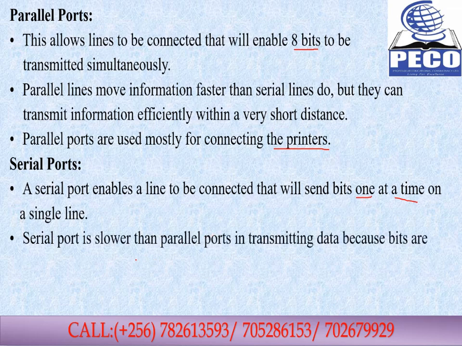So a serial port is slower than parallel ports. Why? It can only allow one bit at a time. Parallel ports are faster because they allow 8 bits at a time. But of course, they function differently, because parallel ports are basically used when the computer communicates with the printer. Okay, but the serial port is slower.